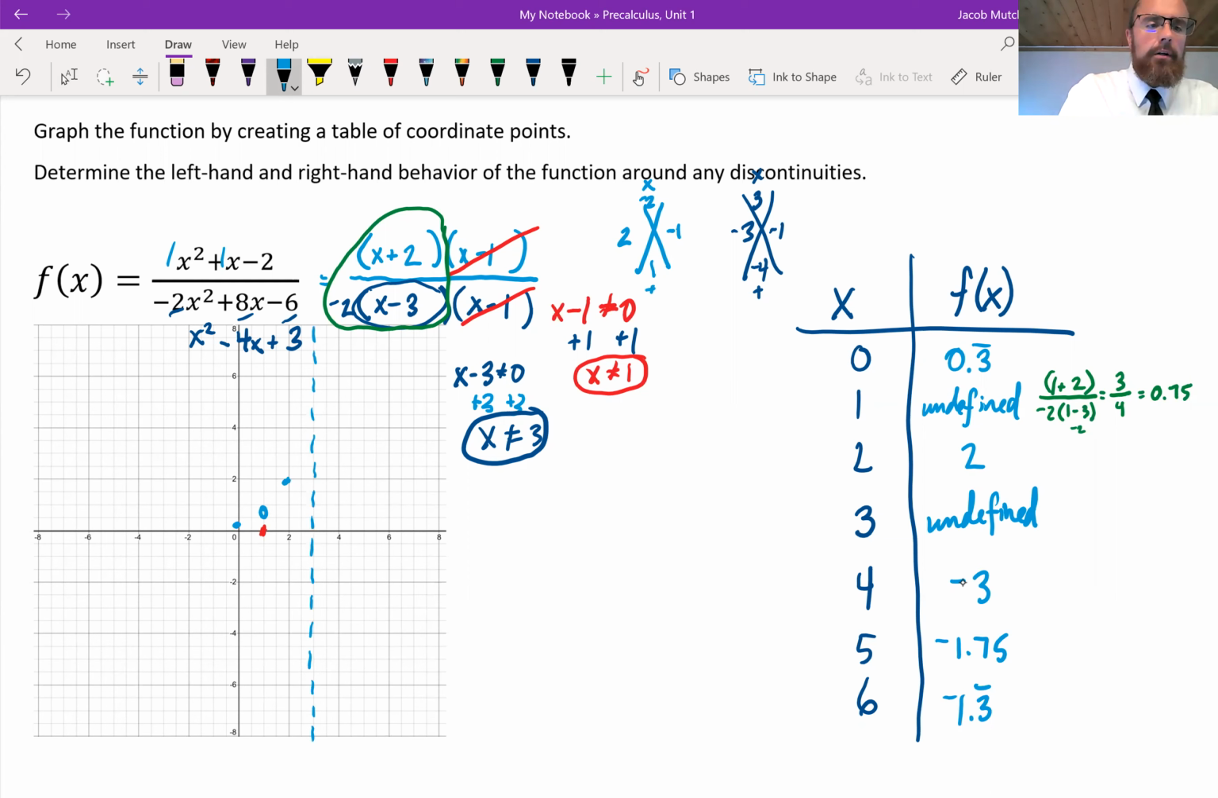So that left side, it looked like it kind of went down. We don't really know what that horizontal asymptote is, but at this point, we don't need to know. I just know it went below the y-axis. I'm going to guess it's at about negative 1/2. All right, on the right side, we're at 4, negative 3. We're at 5, negative 1.75. And at 6, we're at negative 1.3. Trace that up. And there's our graph. So we've graphed that function.